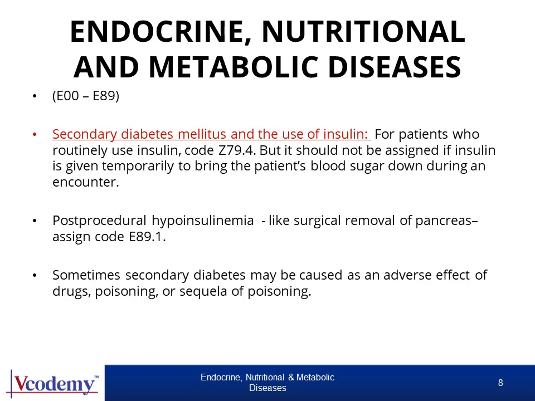So once the pancreas is surgically removed, the patient most likely will have hypoinsulinemia, because the pancreas is the main source of insulin production. So you have to use E89.1 if it is due to a surgery like surgical removal of pancreas. And sometimes secondary diabetes may be caused as an adverse effect of drugs, poisoning or sequelae of poisoning. So this is the guideline related to secondary diabetes mellitus.